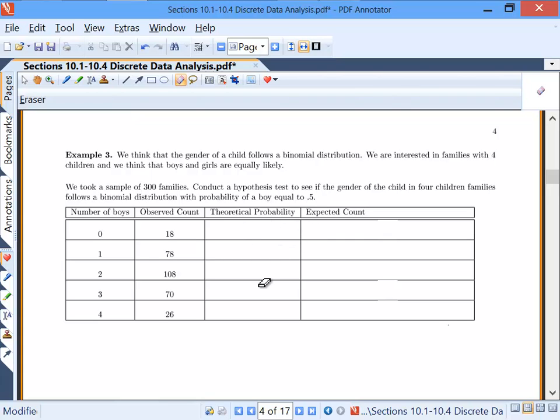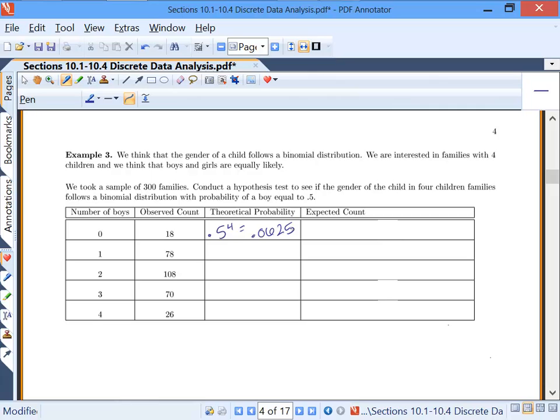Okay. So to get 0 boys, I have to have 4 girls, which is, the probability of a girl is 0.5, and we need 4 of them. Okay, which is, I'm going to put that in the calculator. 0.065. Okay, how would you do the 1 boy though?